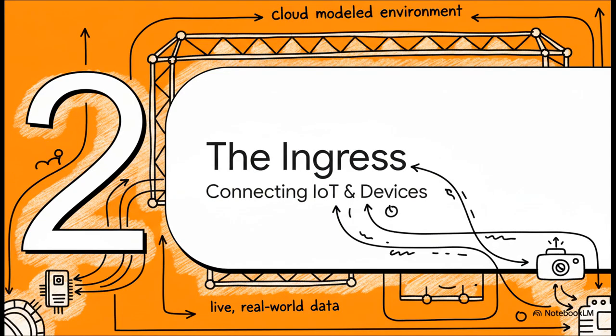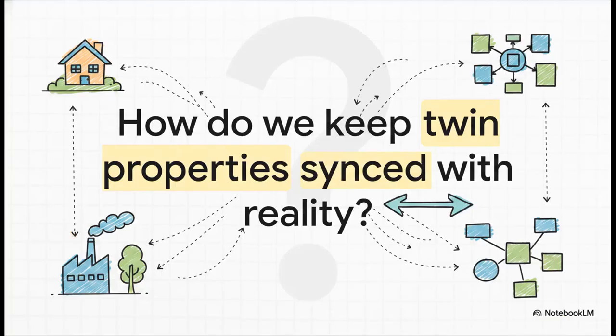Section 2. The Ingress. Connecting IoT and devices. Now that our environment is modeled, we need a way to actually feed it. So our blueprint is modeled in the cloud, and it looks great, but it's totally static. We need a bridge to bring in live, real-world data, which leads us to the million-dollar question for literally any IoT solution. How do we keep our twin properties perfectly synced with physical reality? Because let's face it, a blueprint is totally useless if it doesn't reflect reality in real time.